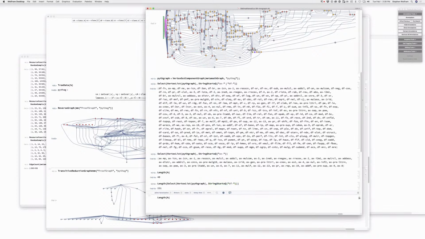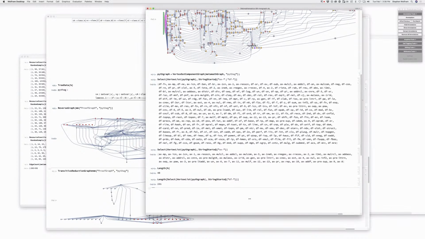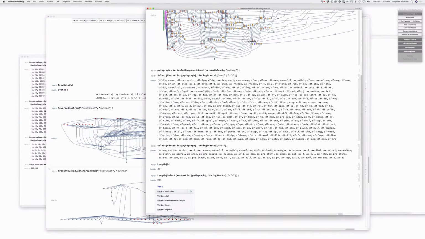231. Okay, so now what we're going to do is vertex delete all the definitions. So let's say vertex delete in the pith graph of select that. Okay, a 7,300 node graph.